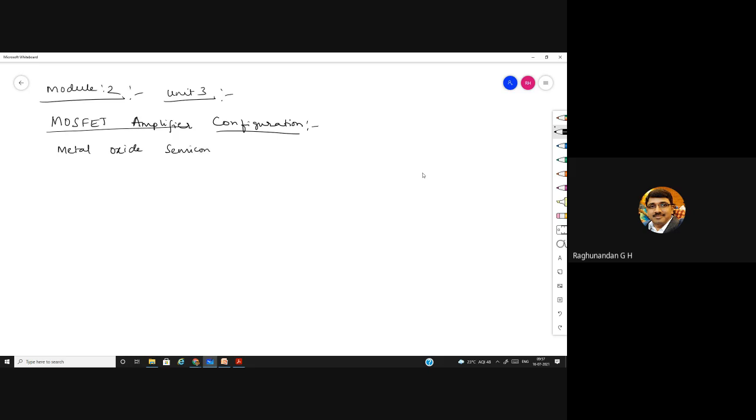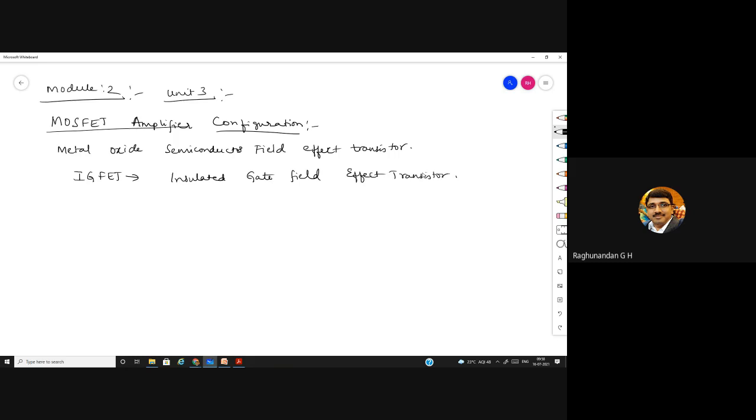semiconductor field effect transistor. So this is the name, and it is short. In short, it is called a MOSFET, and it is also called IGFET. So it is insulated gate field effect transistor. These are the two names.